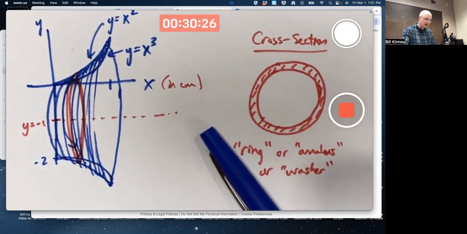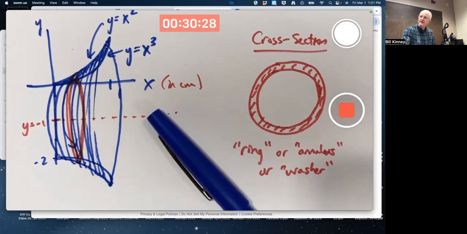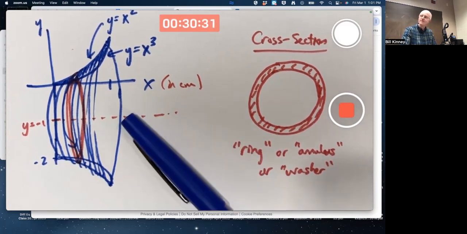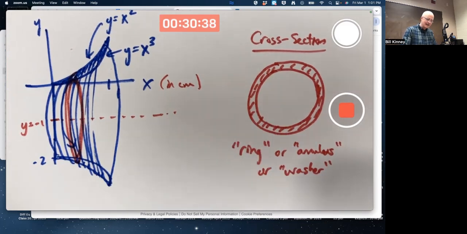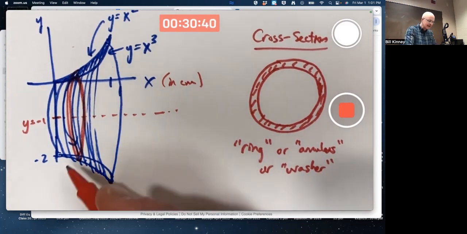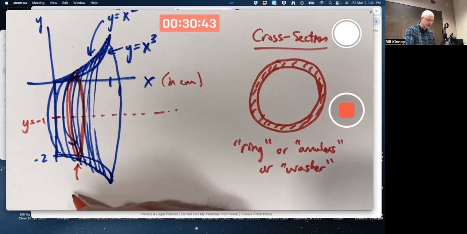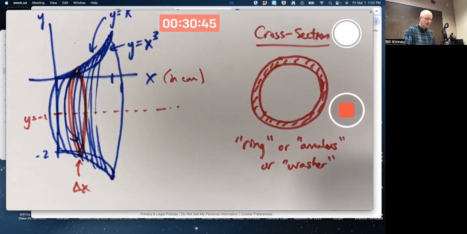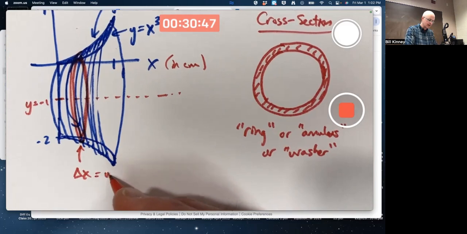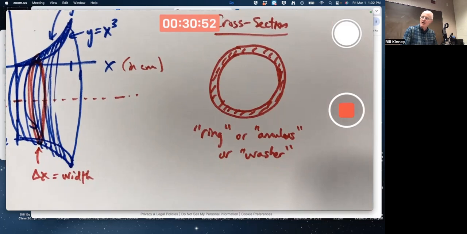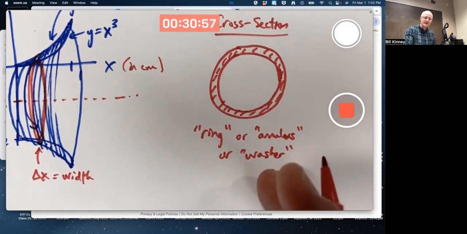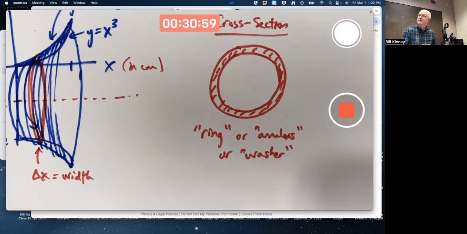That's what you'd see if your eye was over here and you're looking toward the right, or toward the left, excuse me. You'd see this kind of shape. This does have a certain tiny width in the x direction, delta x. That's the tiny width. The area of the cross section is not part of that width. But if I multiply that area times the width, I get the approximate volume of the cross section.